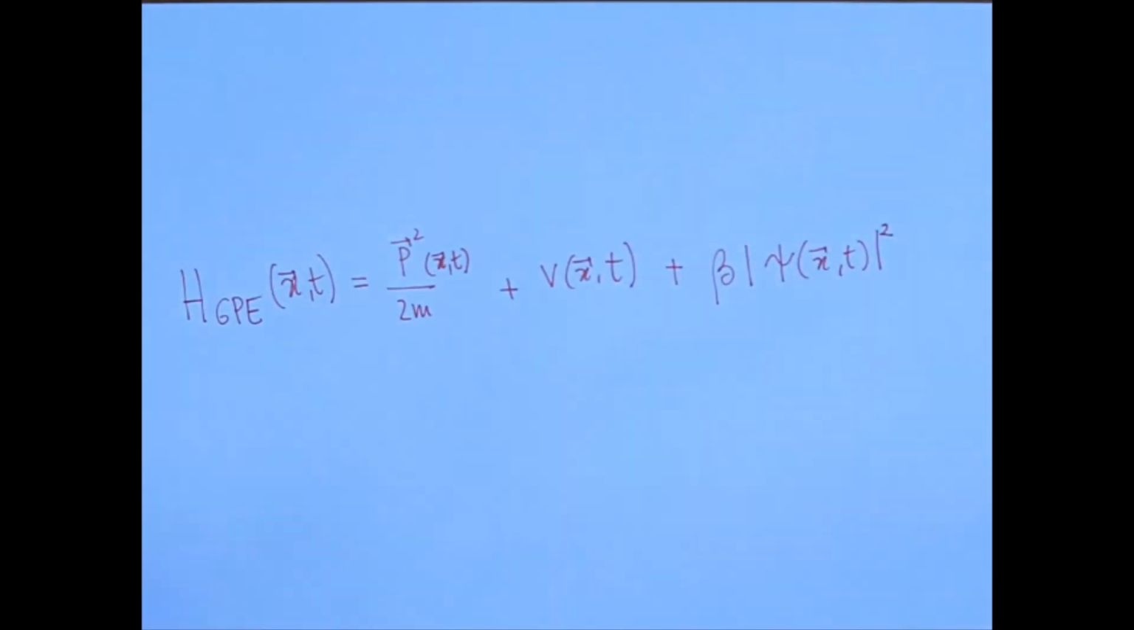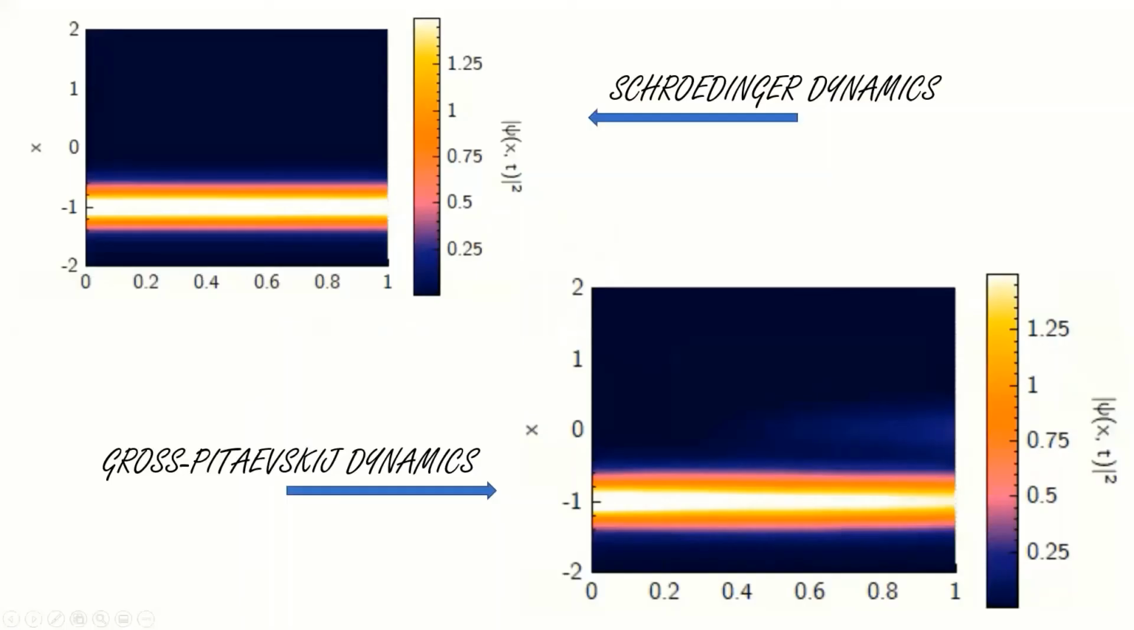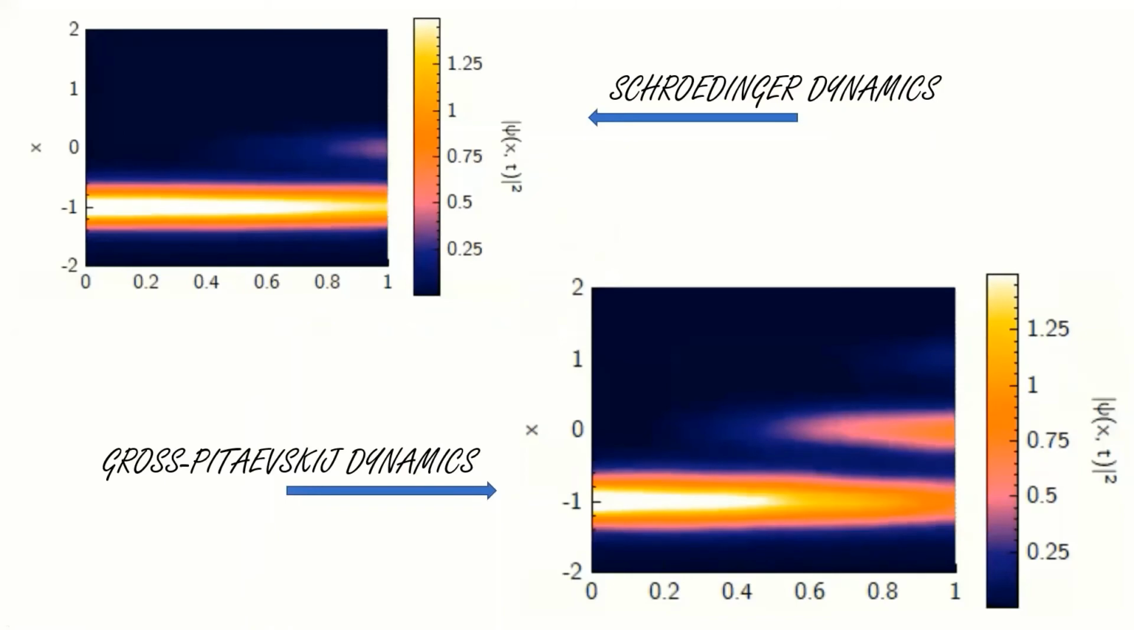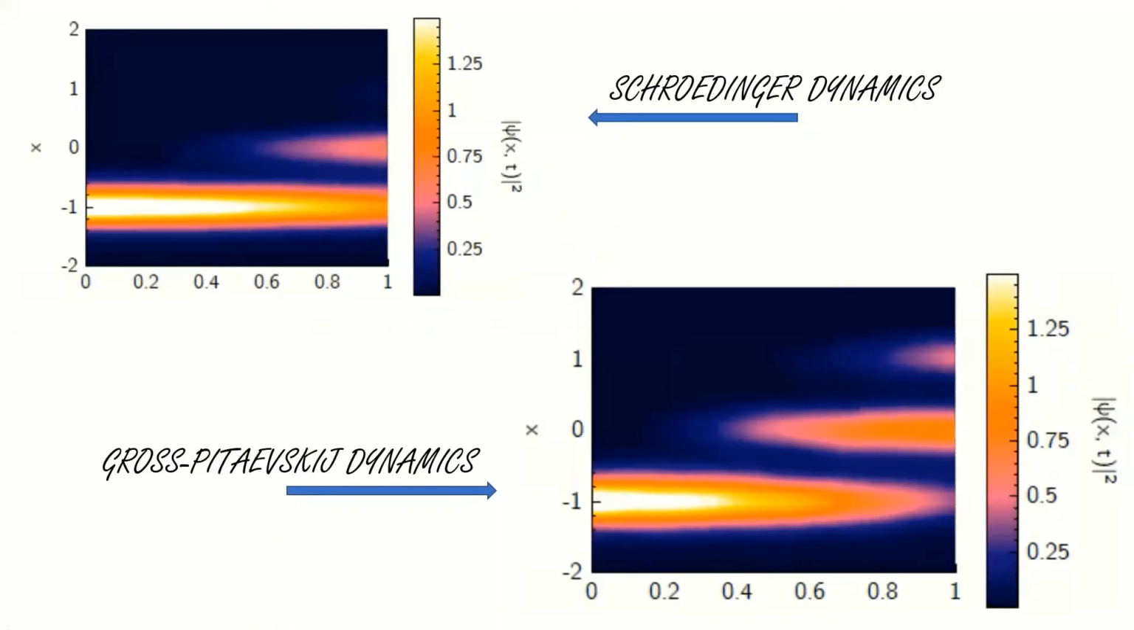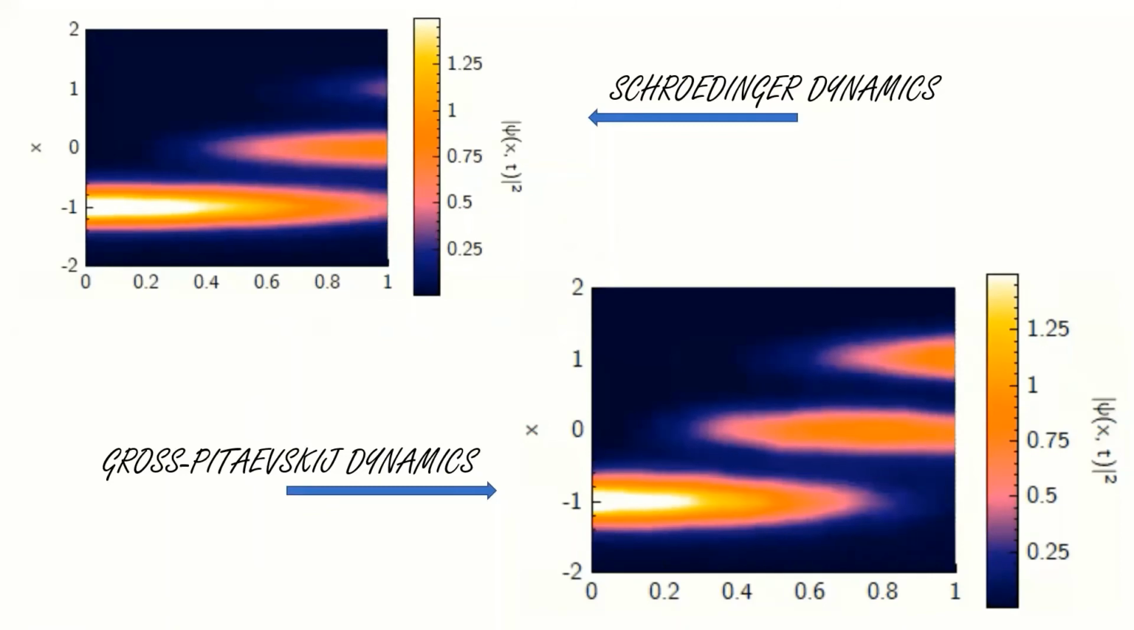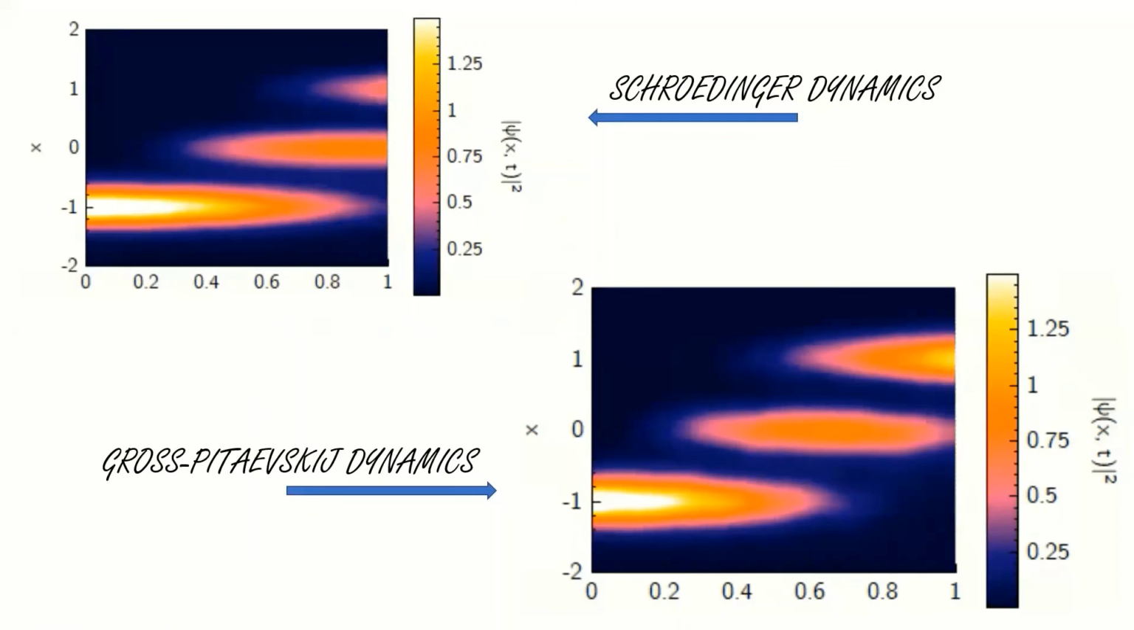As a result, Gross-Pitaevskii dynamics appears to be far noisier than Schrödinger's. The noisy behavior is evident, for example, looking at these state evolution plots, where Schrödinger dynamics appear to give more regular figures.